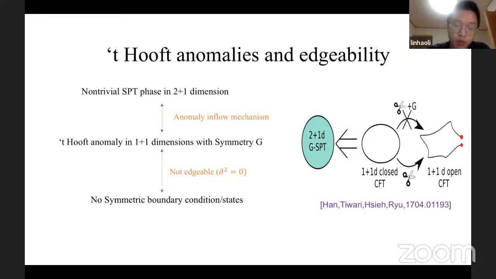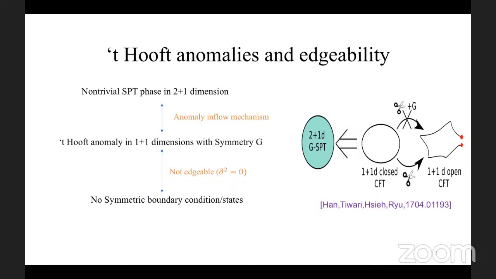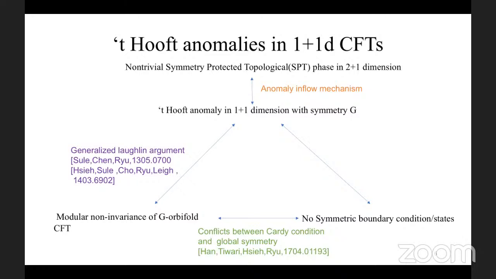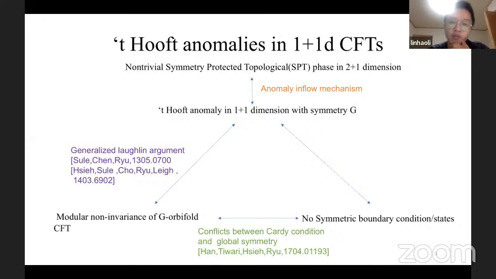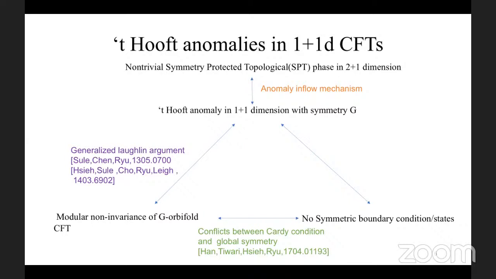Question? Okay. The previous slide. I don't know 1+1d CFTs that well, but does modular invariance imply that the chiral central charge vanishes, or it vanishes up to 24? I think it should vanish as zero, not modulo 24. Okay. Thanks.